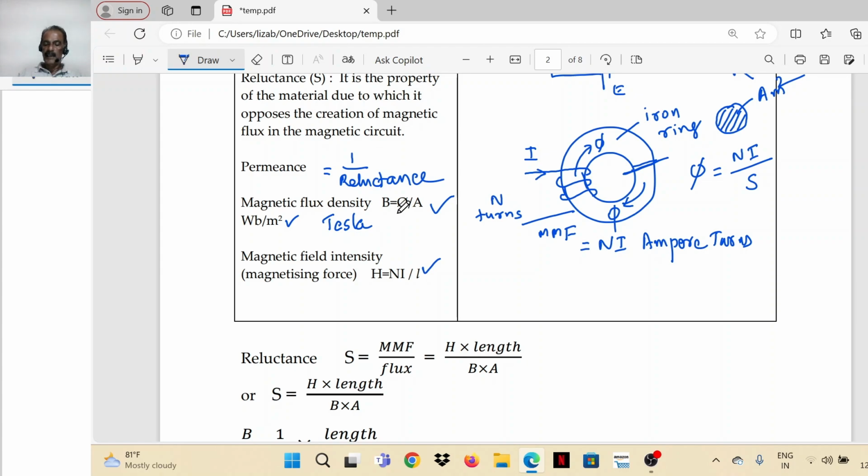Then magnetic flux density is the flux set up in the core divided by the cross-sectional area of the core. Then magnetic field intensity is the ampere turns per unit length. So the ampere turns produced here is N into I divided by the mean length of the core, which is the magnetic field intensity or magnetizing force.